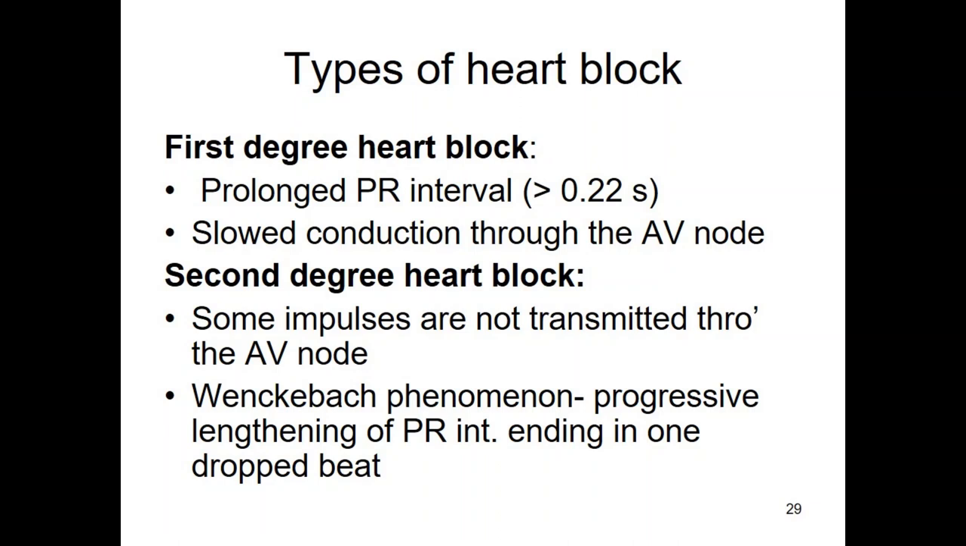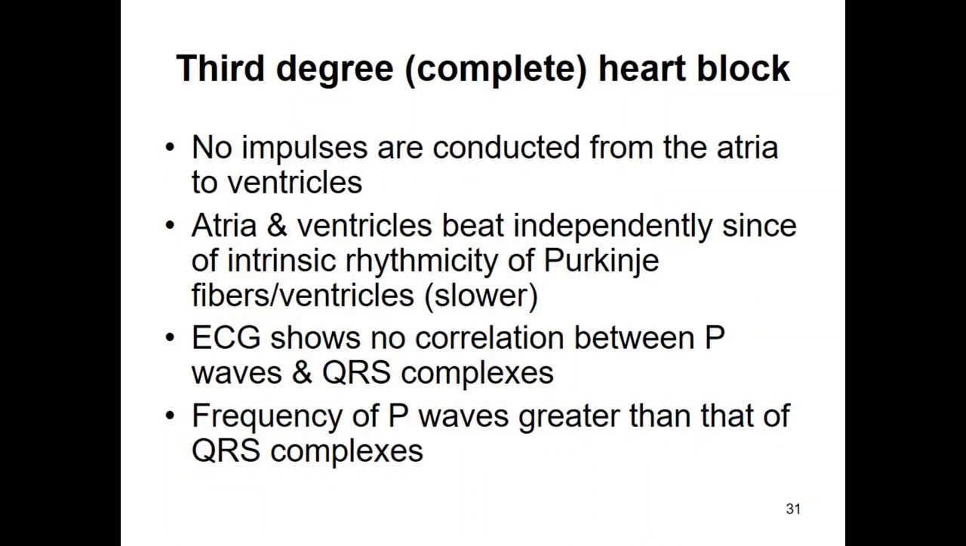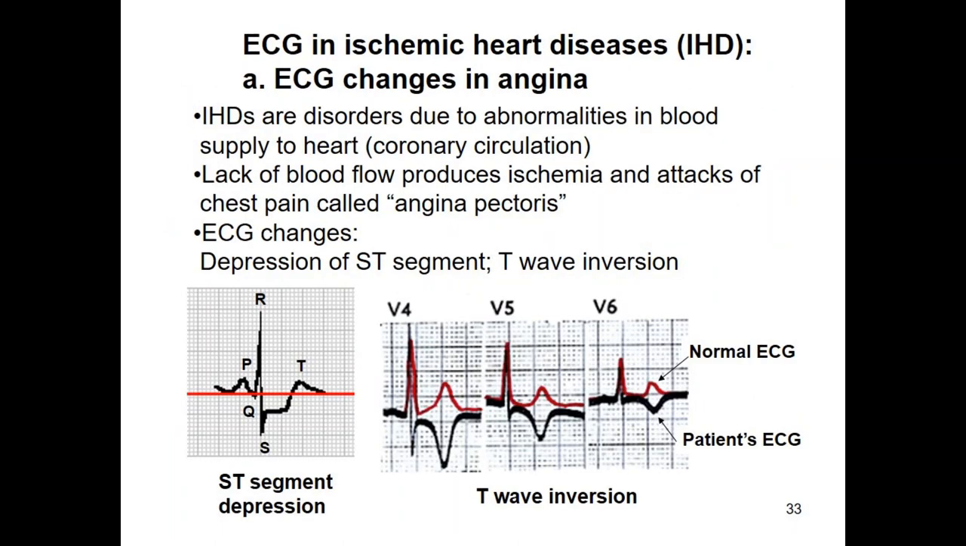Then different heart blocks, first degree, second degree, third degree, they're all diagnosed by ECG. Ischemic heart diseases like angina are diagnosed by changes in the ST segment and T waves, inversion, etc., which occur in specific leads. You can see the normal ECG, which is red, and the patient's ECG, where T wave inversion has occurred, which is a classical picture in ischemic heart diseases, angina.